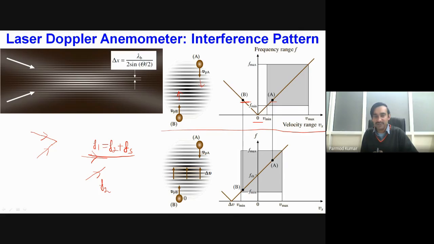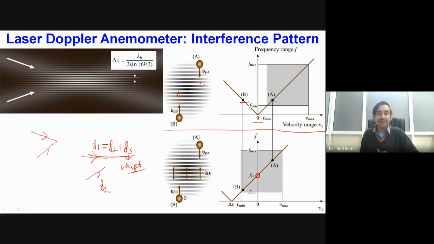Because of the moving fringe pattern, if we have a particle at rest, that particle at rest will be interacting with the moving fringe pattern. So corresponding to zero velocity, whatever initial shift we have provided in the frequency, that we will be getting as our output frequency, corresponding to the zero velocity of the particle.